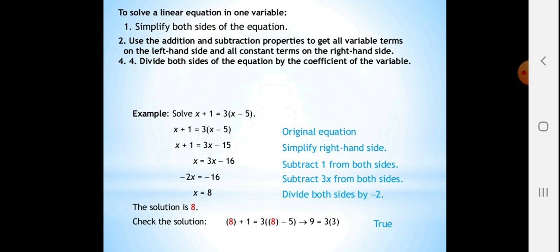So answer is minus 2x is equals to minus 16. Negative sign gets cancelled on both sides. So answer is x is equals to 16 divided by 2, is equals to 8.